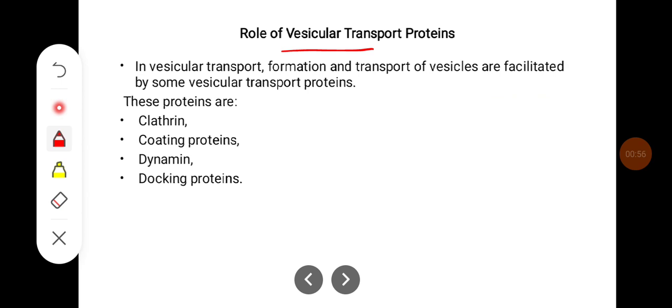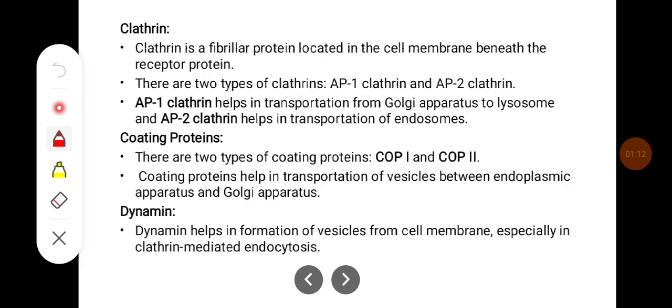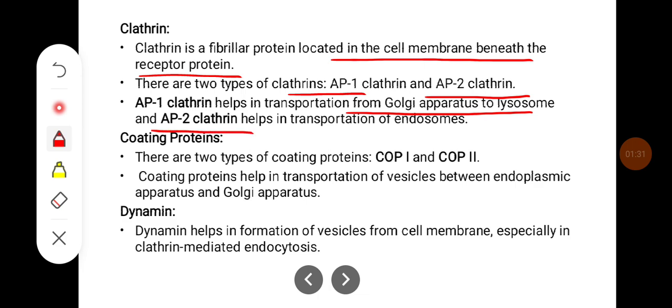Role of vesicular transport. In vesicular transport, formation and transport of vesicles are facilitated by some vesicular transport proteins. These proteins are Clathrins, coating proteins, dynamin, and docking proteins. Clathrin is a fibrillar protein located in the membrane beneath the receptor protein. There are two types of Clathrins, AP1 Clathrin and AP2 Clathrin. AP1 Clathrin helps in the transportation from Golgi apparatus to lysosome, and AP2 Clathrin helps in transportation of endosomes.